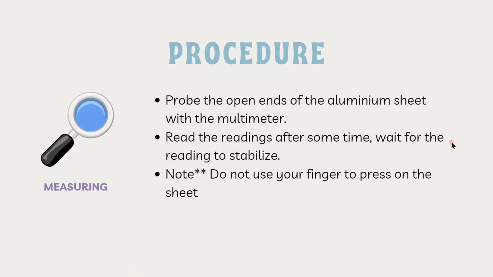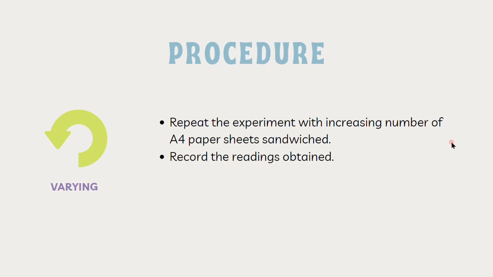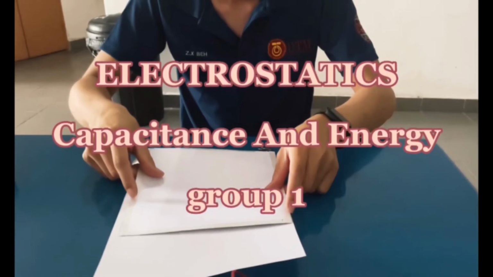Next we probe the open ends of the aluminum sheets with the multimeter, and then we read the readings after some time to let the readings stabilize. And then to repeat the experiment, we increase the number of A4 papers used.